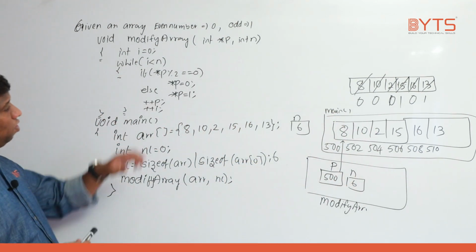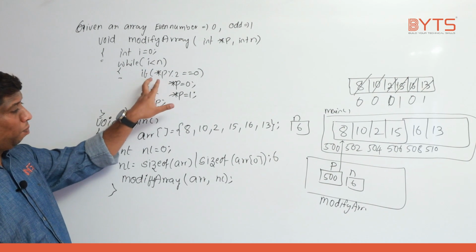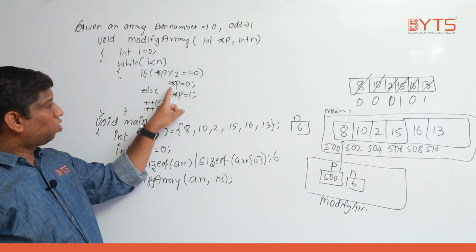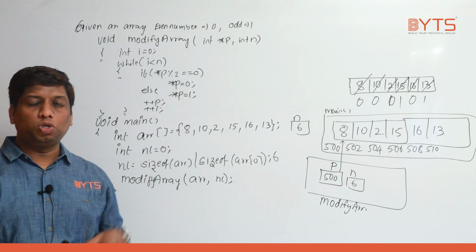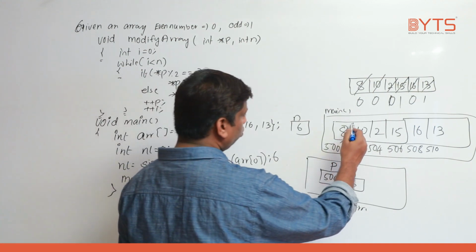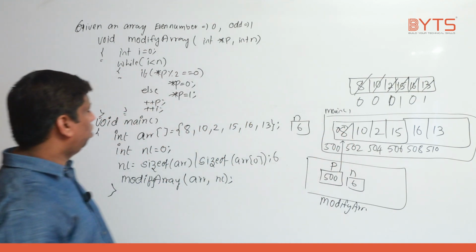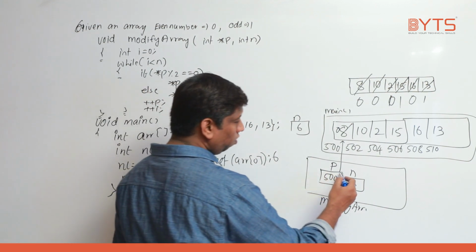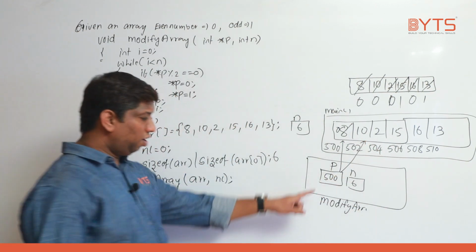Try to see here. 0 less than 6 true, star p. What is star p? 8. 8 mod 2, 0. So star p equal to 0. What is the meaning of star p equal to 0? P is pointing to which element? That element should be 0. So now I made it 0. And now i iteration completed, p value will be incremented. P value will point to 502. P value is pointing here, it is 502.